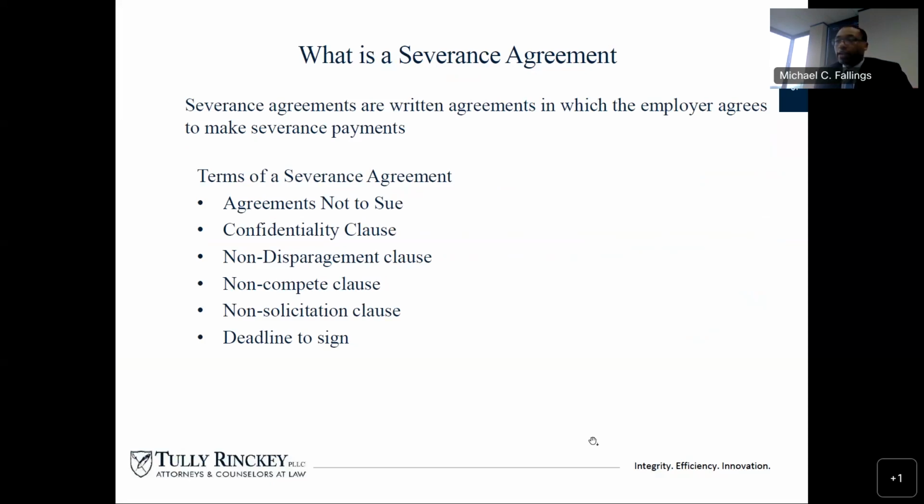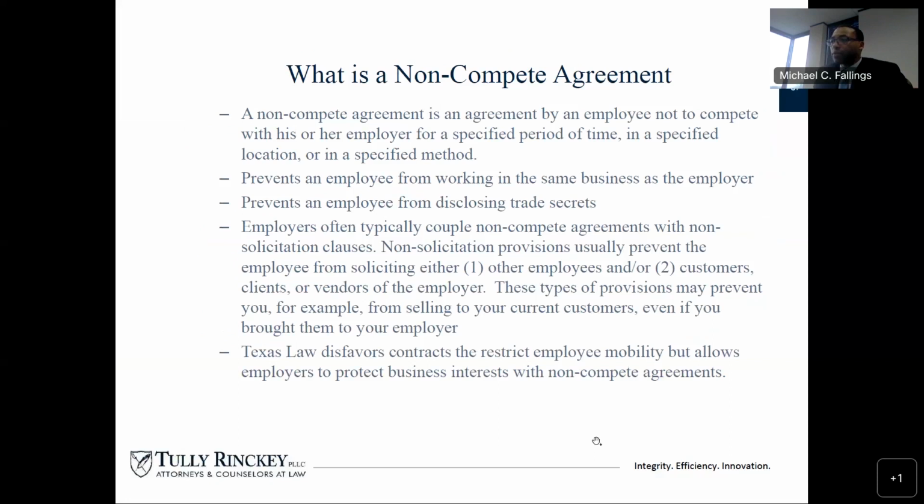To the next slide regarding non-compete agreements. Non-compete agreements, as we mentioned earlier, are agreements by an employee not to compete with his or her employer for a specified period of time in a specified location or in a specified method. For example, an employer may request that an employee not engage or work for a business competitor within a year in a specific state or locations where the employer operates. So it prevents the employee from working in the same line of business as the employer. It prevents the employee from disclosing trade secrets.